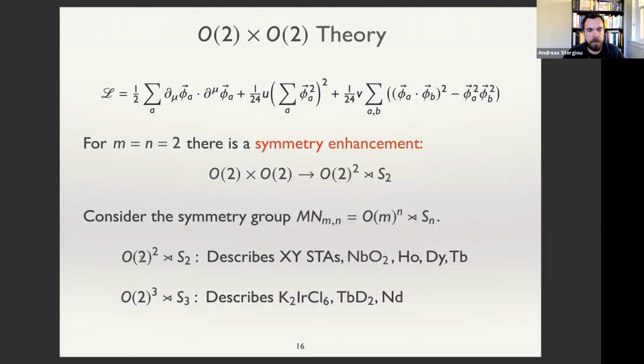And just to reiterate, the M equal N equal 2 case describes these XY stacked triangular antiferromagnets. It describes niobium dioxide. I think this was mentioned in Pierre Toledano's talk. It also describes phase transitions in holmium, dysprosium, and terbium. It's supposed to describe such phase transitions. And for M equal 2 and N equal 3, these MN theories are supposed to describe something I don't know how to read from chemistry, but this is neodymium. We'll see some results for those.